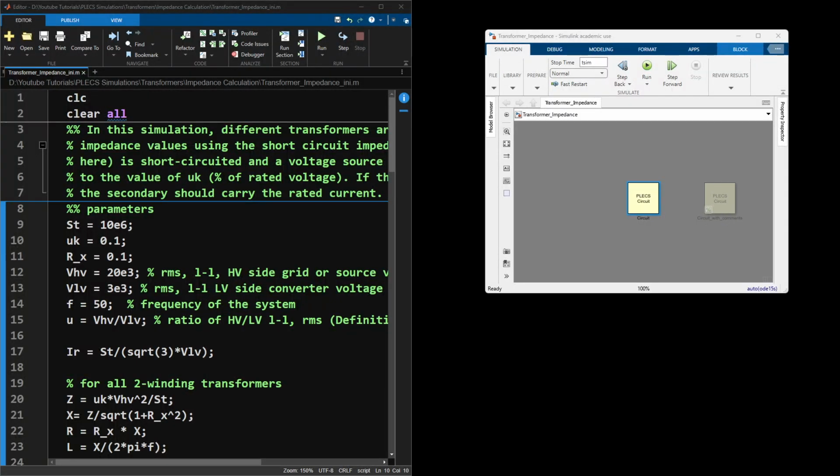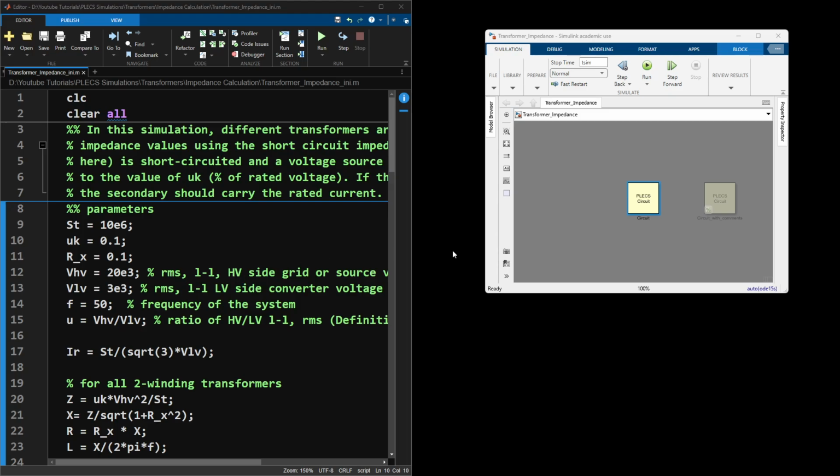Hello. So until now, for the converter system, we didn't really consider the impedances of the transformer. That means we had considered the ideal cases for all the simulations, and we also showed in one of our previous videos the transformer voltage level and shifting adjustments using PLECS. So in this video today I am going to show you how to calculate the proper impedance of different types of transformers.